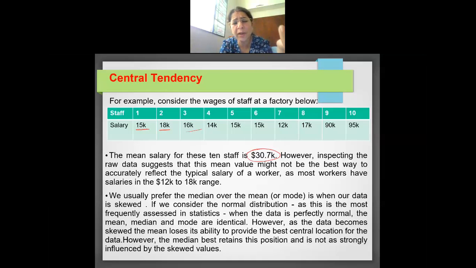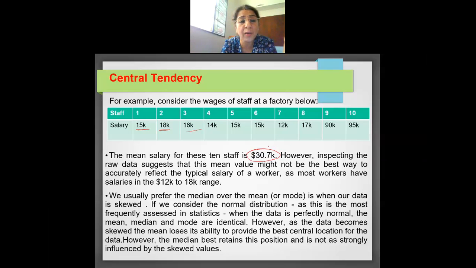Because a mean salary of 30.7 is of none of the staff. In the sense that mean, median, mode might not have the actual value in the data itself, but then it should give you descriptive statistics. Meaning it should give you a single value representation of your whole data. So 30.7 is giving you the mean value, but you can see from the data that a mean salary of 30 doesn't give you a clear picture.